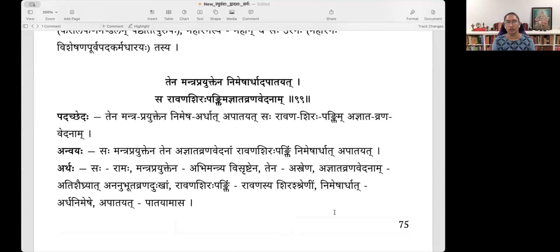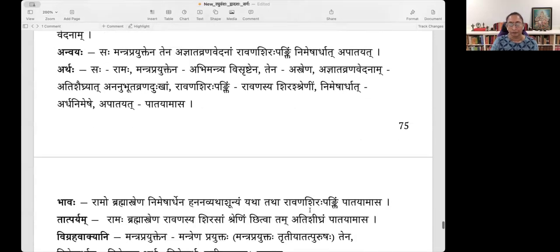So, tena mantra prayuktena nimeshardhat saha ramaha. Rama used a mantra prayukta astram, and within half a moment, he made the row of Ravana's heads fall without even understanding the pain that was going on. The row of heads did not feel the pain because it was so quick in action.